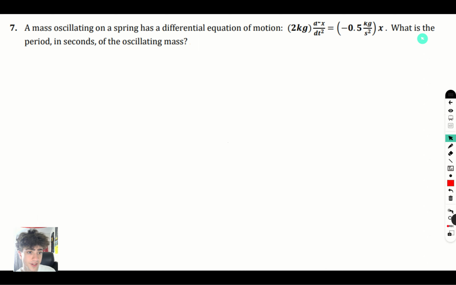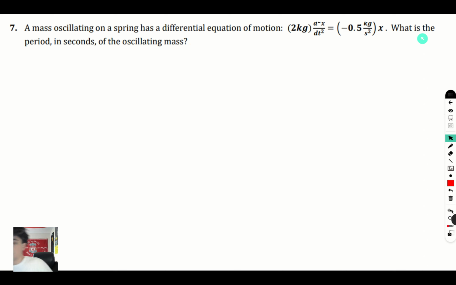The prompt reads, a mass oscillating on a spring has a differential equation of motion, 2 kilograms d2x dt squared is equal to negative 0.5 kilograms per second squared x. What is the period in seconds of the oscillating mass?